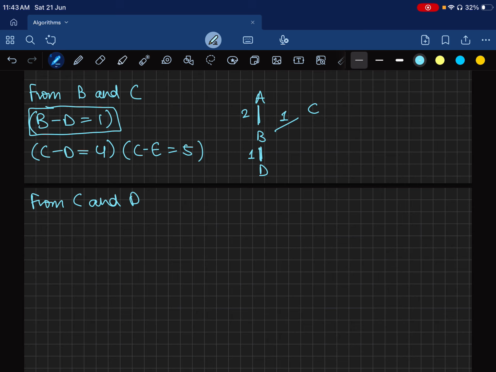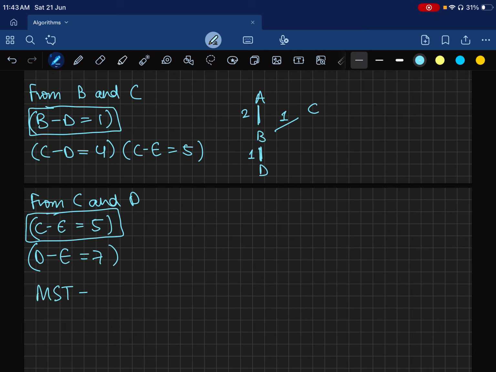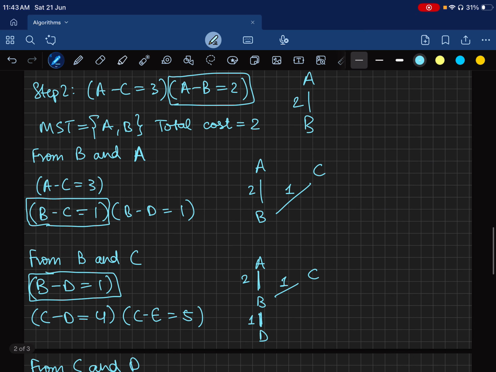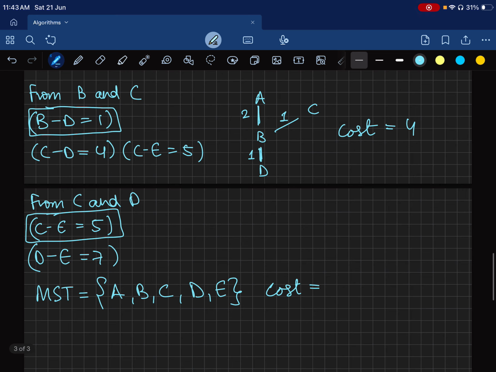Now from C, we have C to E, which is 5. From D we have D to E, which is 7. Which one will you pick? We'll pick C to E, which is 5. When we pick that, the final MST will be A, B, C, D, and E. All vertices are covered. After every step, you have to write the cost. After this step, the cost is 2. After this step, the cost is 3. After this step, the cost is 4. And after this step, the cost is 9.